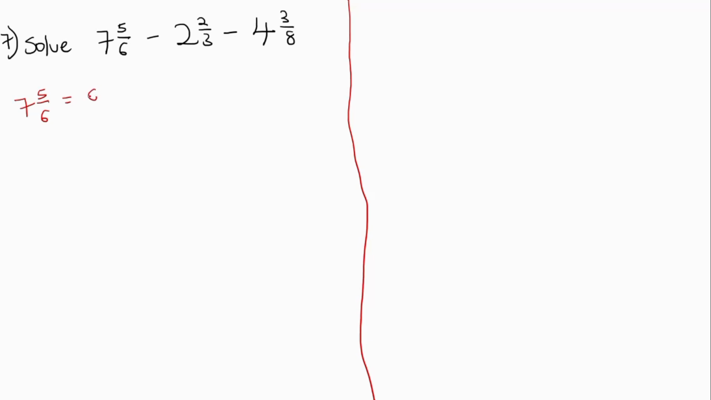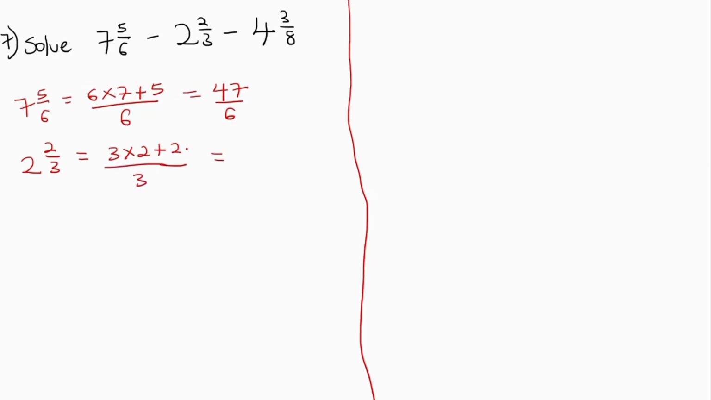So this becomes 6 times 7 plus 5 over the denominator, which is 6. 6 times 7 is 42. 42 plus 5 is 47 over 6. Next, we have 2 whole number 2 over 3, and this becomes 3 times 2 plus 2 over 3. Alright, and this is going to give us 3 times 2, 6. 6 plus 2 will give us 8 over 3.